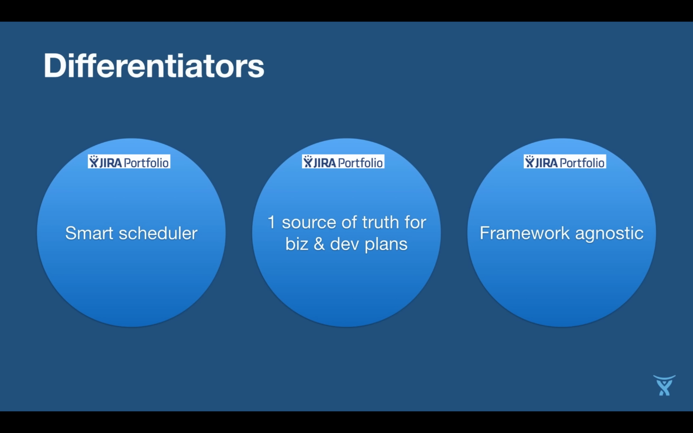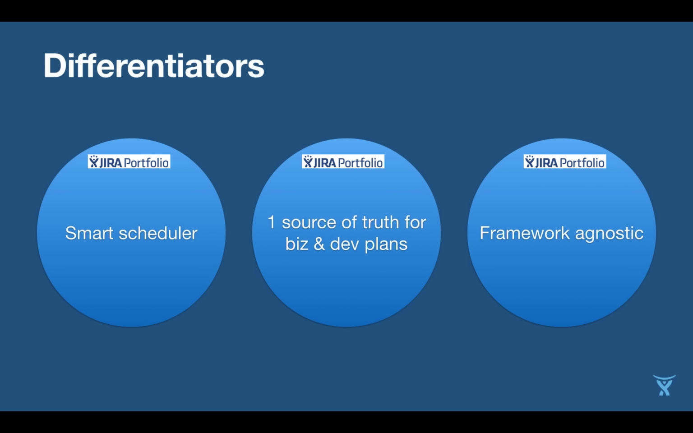The key differentiator between Jira Portfolio and other competing products is it has a built-in smart scheduler which lets you tweak around different parameters like the resources, the skills available for the resources, the overall estimates in form of stories and epics, which add up to a very dynamic scheduler.